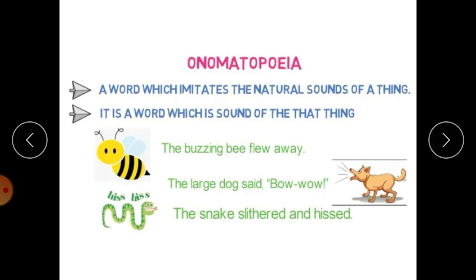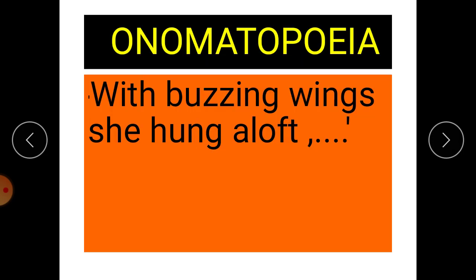Let's look into another example. "The large dog said, 'Bow wow.'" What sound does the dog make? It is bow wow, right? As in this statement we are using the sound of dog, it is onomatopoeia. Let's look into the other example. "The snake slithered and hissed." What is the sound of snake? It is hiss. And in this statement we are using the sound of snake. So this is onomatopoeia. So where has the onomatopoeia been used in the poem? "With buzzing wings she hung aloft."